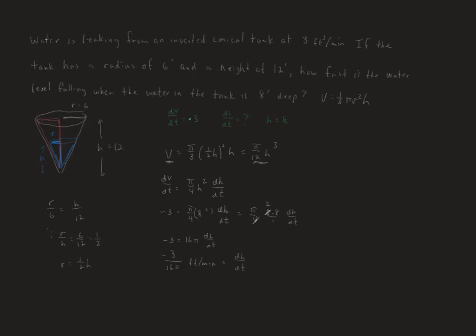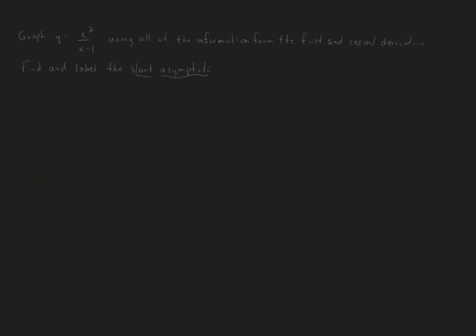All right, let's see what the next one's going to be. Now we have a massive graphing problem. So we have y is equal to x squared over x minus 1, and we're going to get all the information we can from the first derivative and the second derivative, and put it together and get as accurate a graph as we can. And we have a little hint that there's a slant asymptote there.